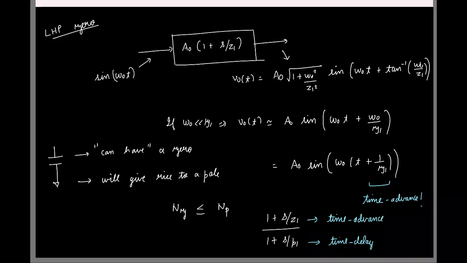But to have this causality, what is the condition we need to have? This still doesn't answer the question completely, right? Yes, it is true that we have a pole. The pole is adding a time delay. But if we cannot have an overall time advance, what should be the condition? The time delay should be equal to or greater than the advance, right? The delay must be greater than the advance.